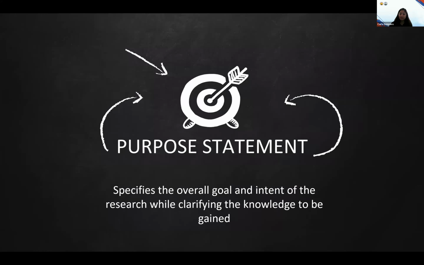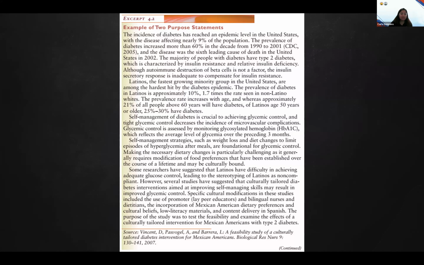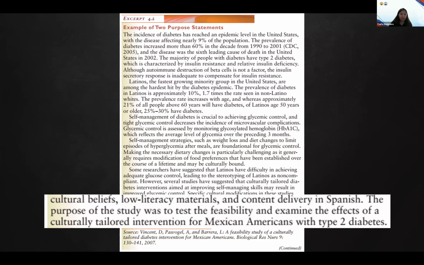In some journal articles, if the problem statement is in the beginning, the purpose statement is usually at the end of the final paragraph of either the introduction or the review of literature, or usually the synthesis. This one is an example again from your textbook. You could pause this video or read the entire paragraph. The purpose statement, as mentioned, is usually at the end of the final paragraph. In this case, that would be this one.